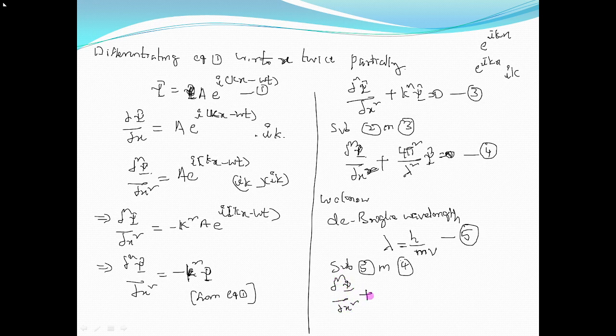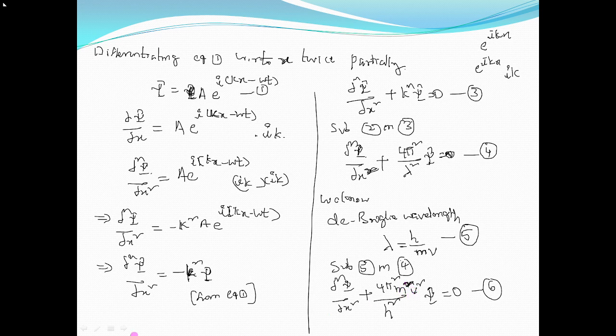If I substitute 5 in 4, we will get dou square psi by dou x square plus 4 pi square divided by lambda square, which means h square divided by m square v square. Divided by means the denominator will go to the numerator. So, 4 pi square m square v square by h square into psi is equal to 0. This is equation number 6. So, what I have done, I have substituted the lambda value. Now I want to replace this m square v square.